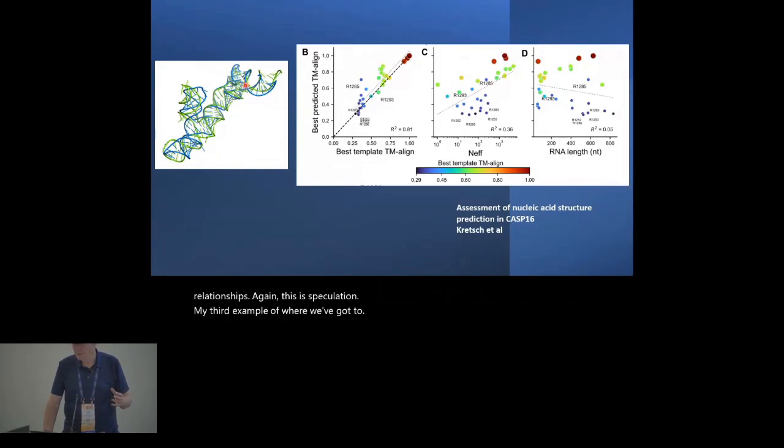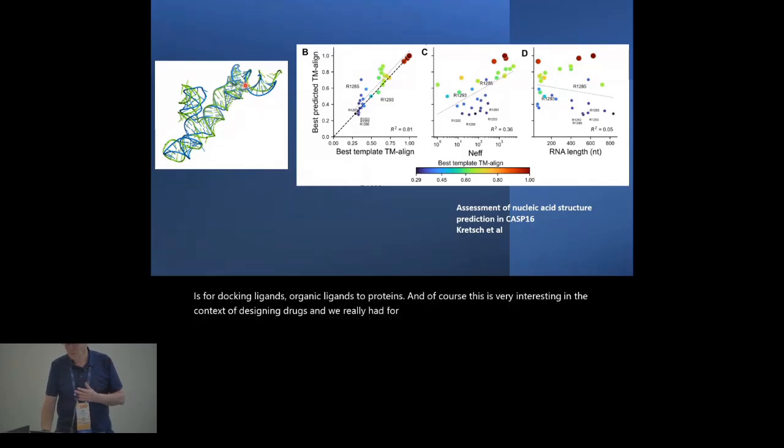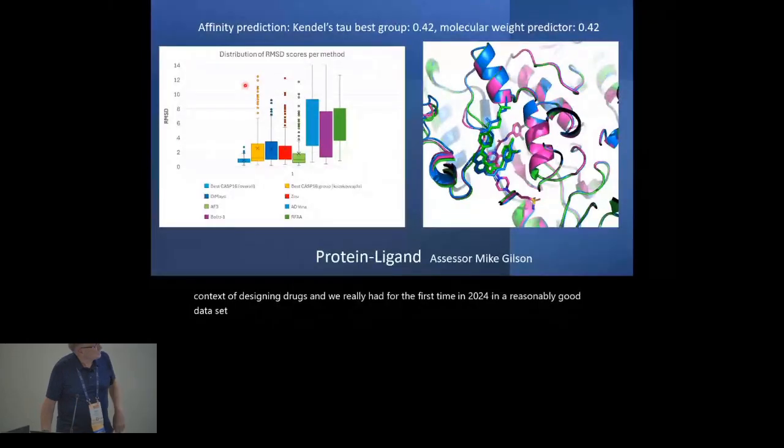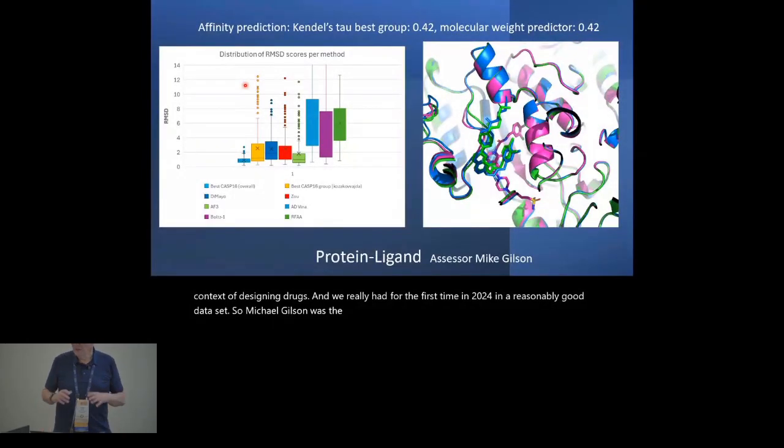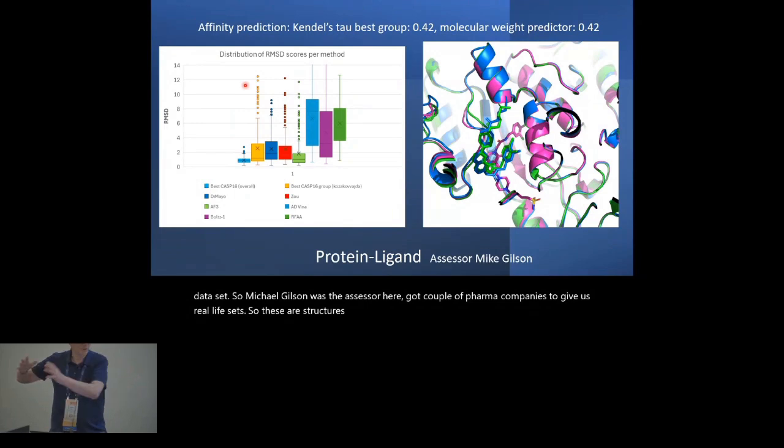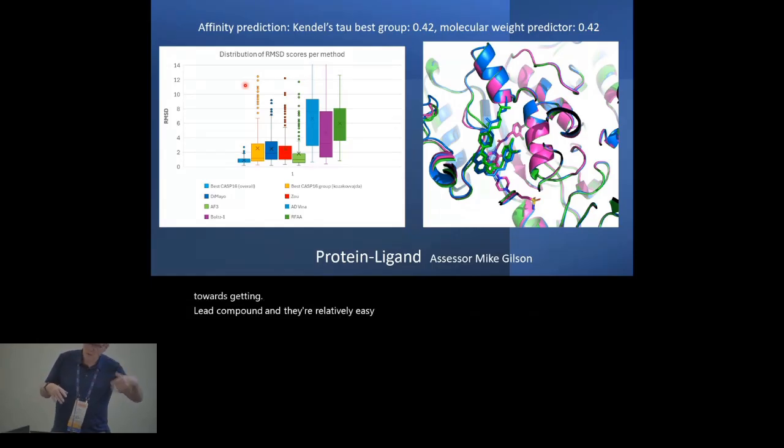Okay, my third example of where we've got to is for docking ligands, organic ligands, to proteins. And of course, this is very interesting in the context of designing drugs. And we really had, for the first time in 2024 in CASP, a reasonably good data set. So Michael Gilson was the assessor here. He got a couple of pharma companies to give us real life sets. So these are structures which are determined in refining initial chemistries towards getting a final lead compound. And they're relatively easy compared with finding new chemistries, but still, as we'll see, not trivial.